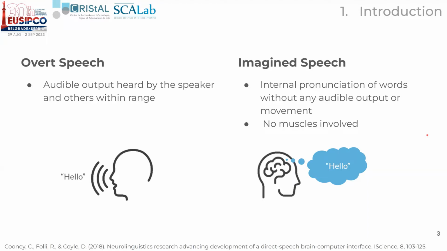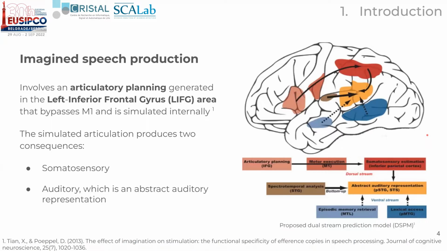And how is imagined speech produced? According to the dual stream prediction model by Tian and Poeppel, speech is an articulatory trajectory planned in the left inferior frontal gyrus, right here. And this trajectory can either be sent to the primary motor cortex, here in red, to produce overt speech, or it can bypass the motor cortex to be simulated internally. This simulation triggers two events, a somatosensory event and an abstract auditory representation.